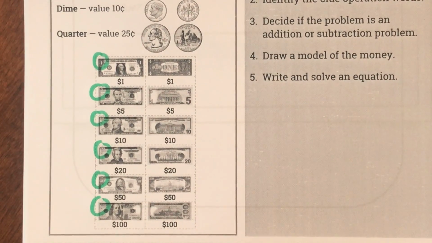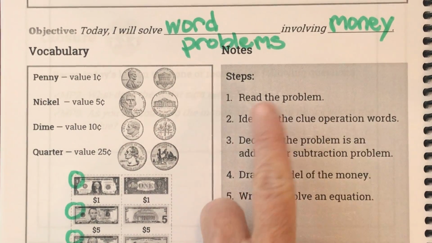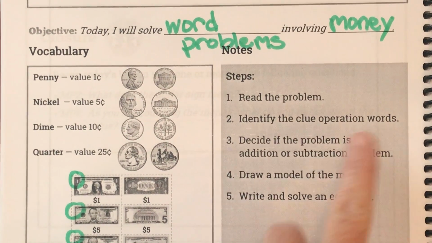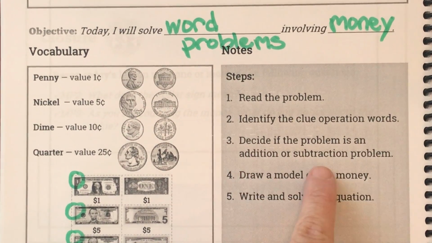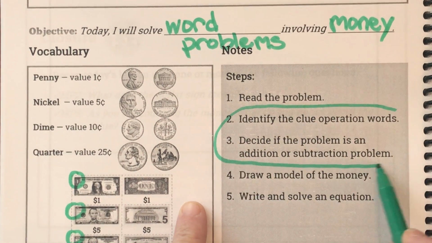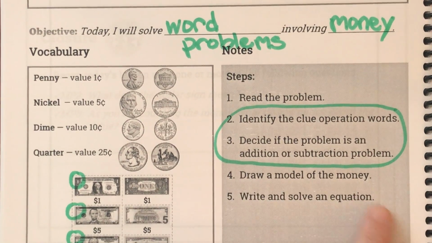Okay, let's read our steps today, because today's a little bit different. It says we're going to read the problem, identify clue operation words, decide if the problem is addition or subtraction, and those go together. We're going to look for clue words that tell us if we're adding or subtracting. We're going to draw a model of the money and then write and solve the equation. Okay, friends, so I'm going to get started on my first problem.